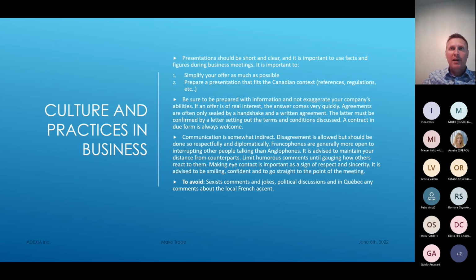So agreements can be reached fairly quickly, but you should always ask for a written agreement in the form of a contract. And if you have a contract of your own, make sure that it's reviewed by a lawyer in Canada, so the contract is adapted to the legislation in Canada, and make sure it's possible to have it enforced locally.